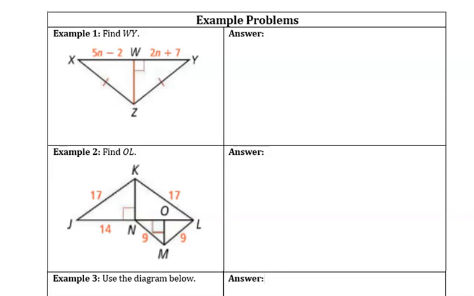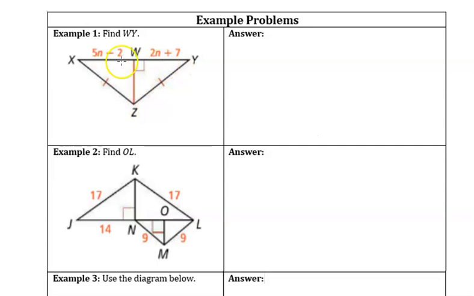All right, so now let's take a look at some example problems where we can put those perpendicular bisector and angle bisector theorems to use. Example 1 says find the length of segment WY, right? That's what it means when we just see capital W, capital Y. Find the distance from point W to point Y, or find the length of that segment WY.